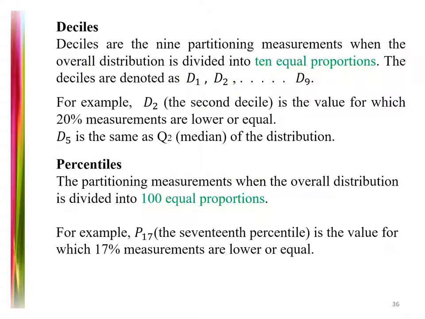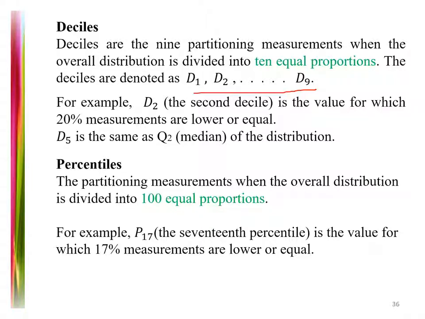And next, decile. Earlier we discussed the quartile. Quartiles divide the distribution into 4 equal proportions. Similarly, deciles are the 9 partition measurements when the overall distribution is divided into 10 equal proportions. The deciles are usually denoted as D1, D2, up to D9.